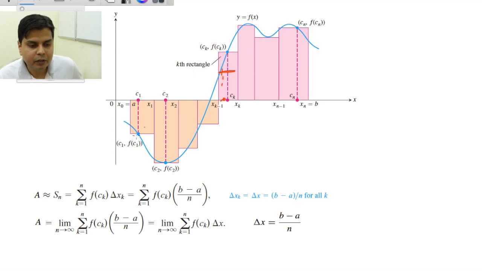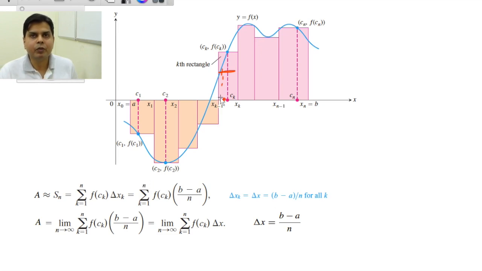Now why is the sum of the areas of rectangles, that is Sn, not equal to the exact area A? Because you see in this particular rectangle you are counting this extra area, and you are leaving out this area. Again here you are leaving out these two white portions. So basically this is an approximate formula.